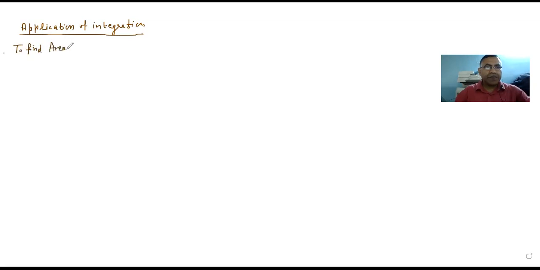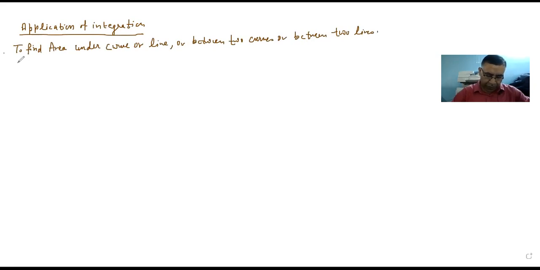area under a curve, or line, or between two curves or between two lines. A lot of deduction is done by CBSE from this chapter. So we will not do the questions which are based on area under two circles or area under two curves.